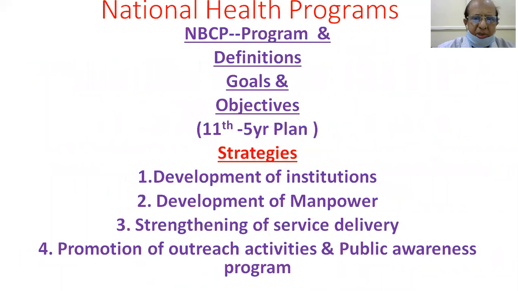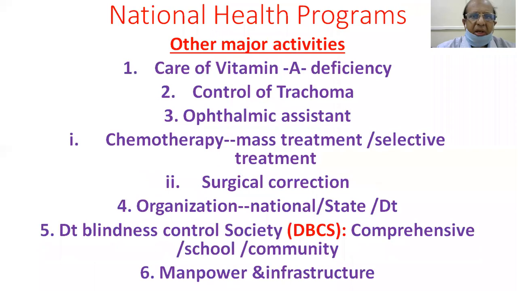Then the definitions, goals and objectives, and there are some strategies. Development of institutions like medical colleges and regional eye institutions, development of trained manpower like optometrists, strengthening of quality service delivery, and promotion of outreach activities and public awareness programs like IEC. Other major activities are care of vitamin A deficiency, control of trachoma, and ophthalmic assistance, chemotherapy like mass treatment, selective treatment, and surgical correction for cataract, and chemotherapy for trachoma.